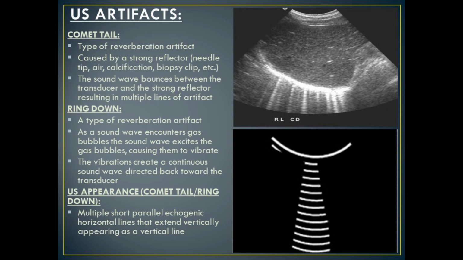Reverberation has long lines, and comet tail and ring down have short little lines. That's how we tell the difference between them. You can't tell the difference between comet tail and ring down based on ultrasound appearance. We tell the difference between them based on what is causing the artifact.